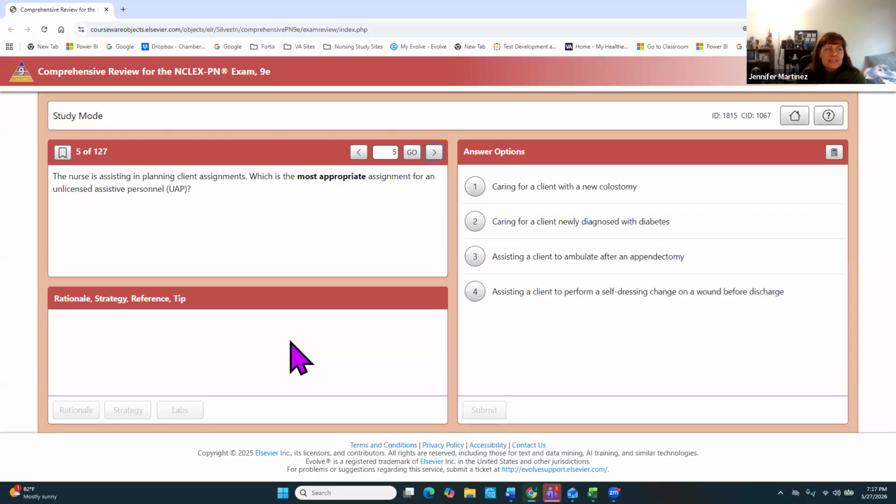All right. The nurse is assisting in planning client assignments. Which is the most appropriate assignment for an unlicensed assistive personnel? So 1, caring for a client with a new colostomy. 2, caring for a client newly diagnosed with diabetes. 3, assisting a client to ambulate after an appendectomy. Or 4, assisting a client to perform a self-dressing change on a wound before discharge.